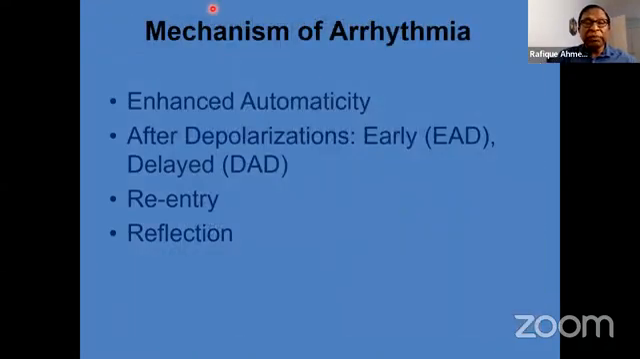So, mechanisms of arrhythmia: there are a couple of basic mechanisms that we talk about. First three: enhanced automaticity, after depolarization, which can be early or delayed, and re-entry. And there is another mechanism called reflection. It's a little complex to understand, so I'm not going to talk about it, but if you want to read about it, please do. There can be reflection within a certain amount of tissue, which can cause arrhythmia. But I'm going to talk about these first three things.